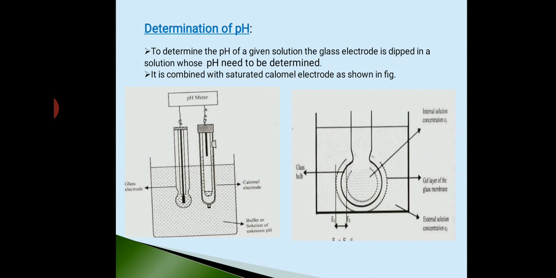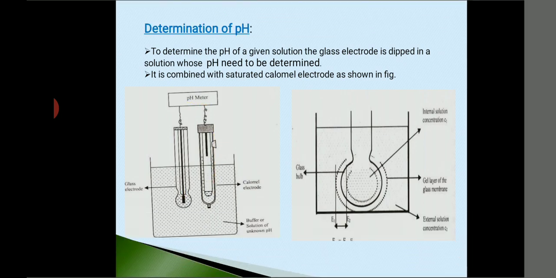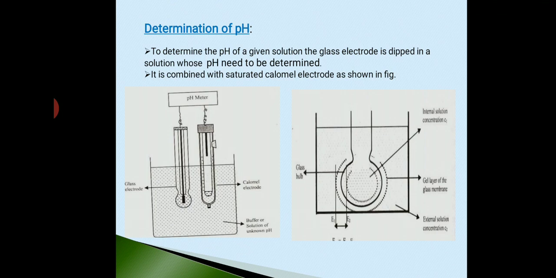Okay students, the very first step is to set up the apparatus. In a beaker we take the analyte, then the assembly of glass electrode and calomel electrode must be connected to the pH meter. Okay, students. So next.